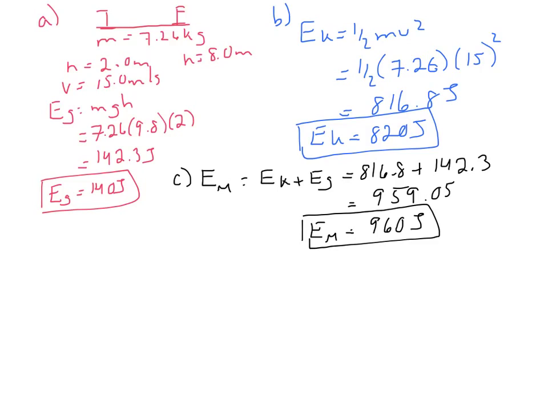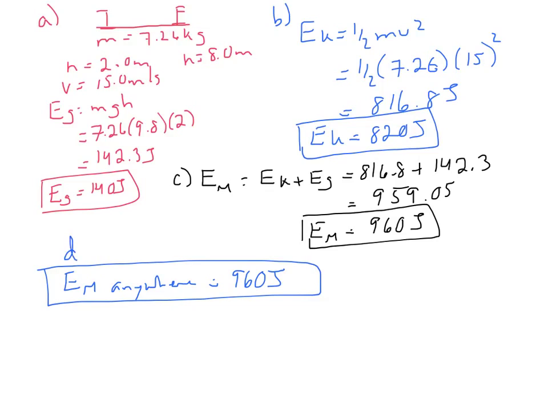D says, what is the total mechanical energy of the shot as it reaches its maximum height? Well, mechanical energy anywhere is going to equal 960 joules because mechanical energy doesn't change. So that'll be D.